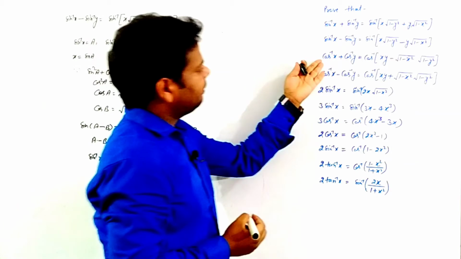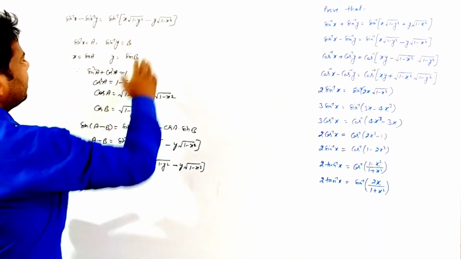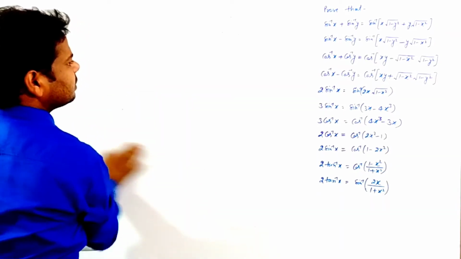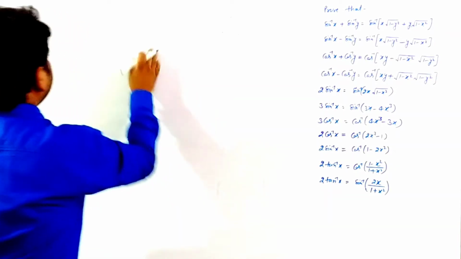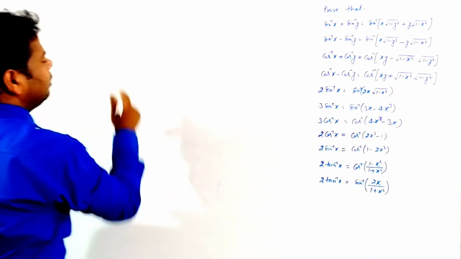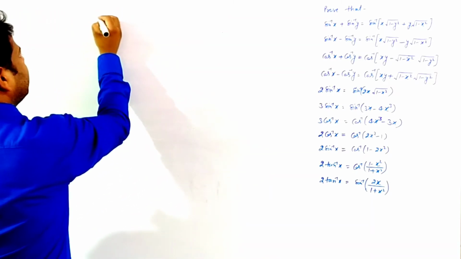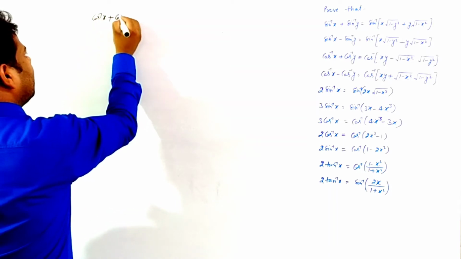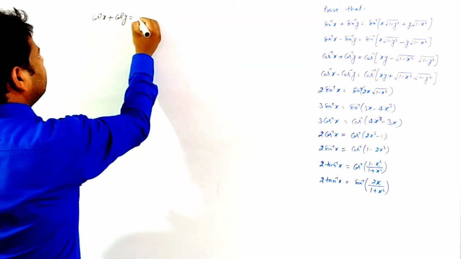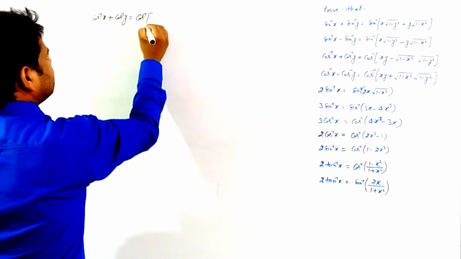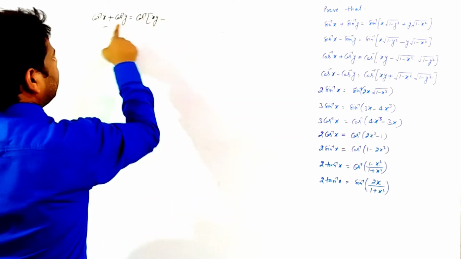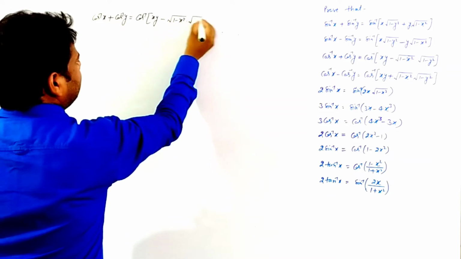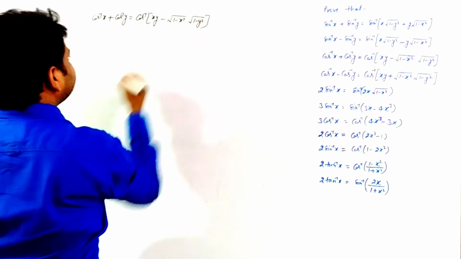Now the third formula: cos inverse x plus cos inverse y is equal to cos inverse of xy minus under root 1 minus x square into under root 1 minus y square.